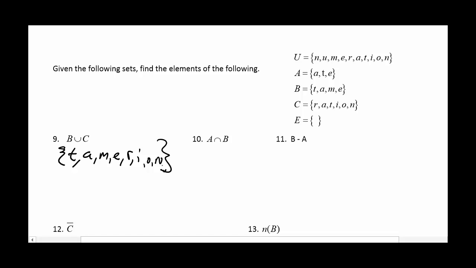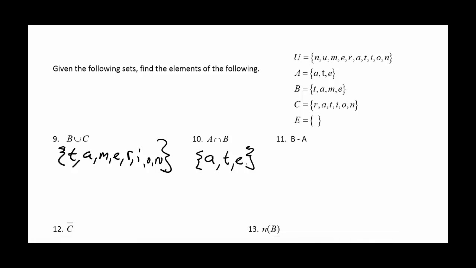Number 10 is the intersection of A and B. So I'm going to look at the two sets and look at what they have in common. They both have A's, they both have T's, and they both have E's. Okay, so that's the intersection.